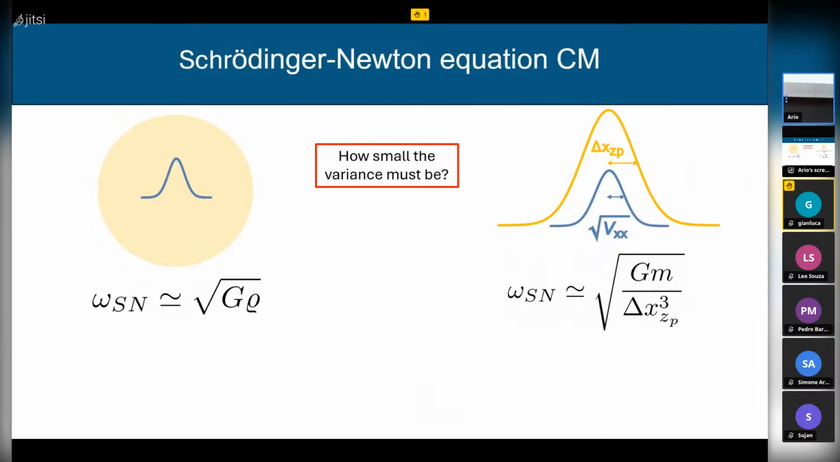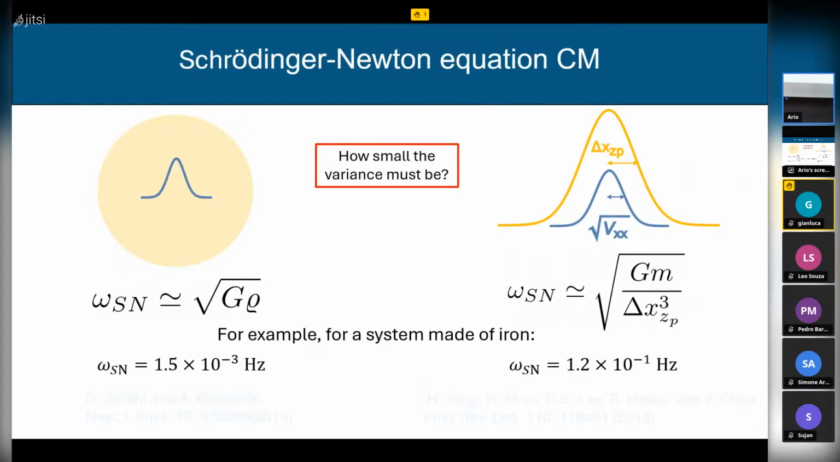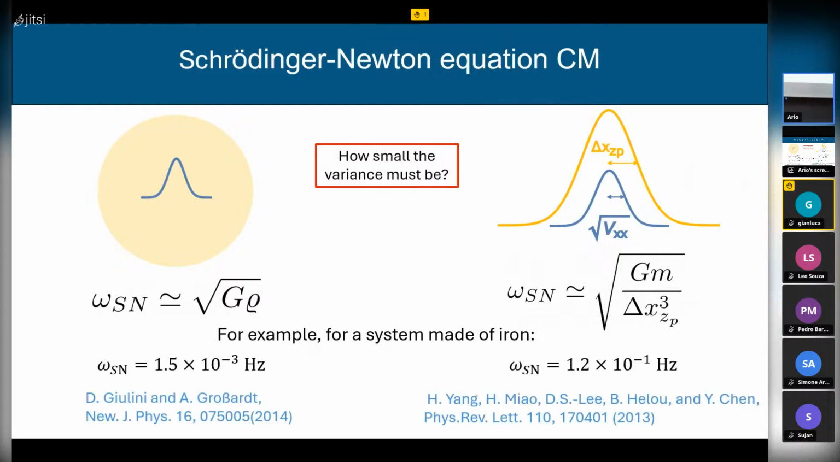And just to give an idea of what happens for a system made of iron atoms, you have something like this. In this case, you have something that is more or less 10 to the minus 3 hertz. In the other case, you have an improvement of 2 orders of magnitude. So in the end, it is important to look at the variance of the wave function because this tells you which kind of value you have to take between these two.